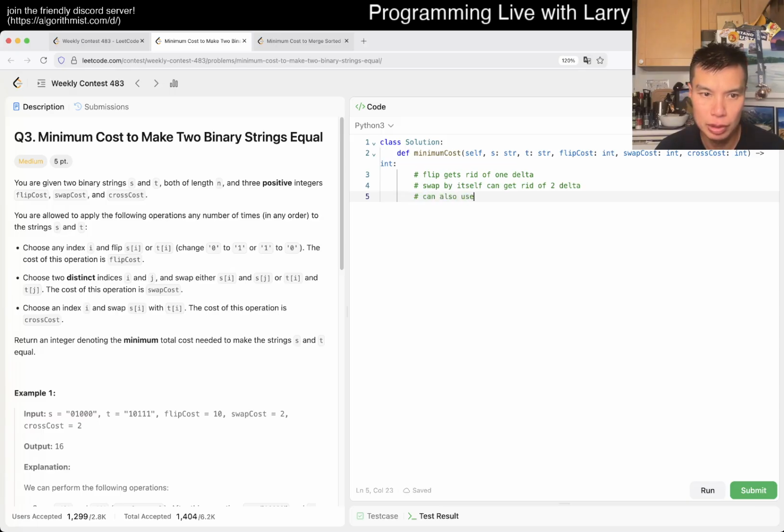Can also use cross plus swap for two flips, right? Because it just means that you do a cross and then you flip or you swap. Otherwise it doesn't make sense. Otherwise the cross doesn't change anything. You could also do cross. Yeah, because it doesn't make sense to do a cross or flip. So cross basically has to do with a swap, right?